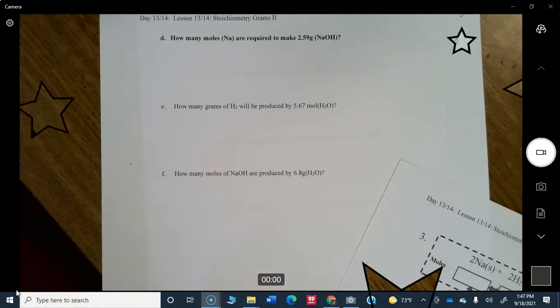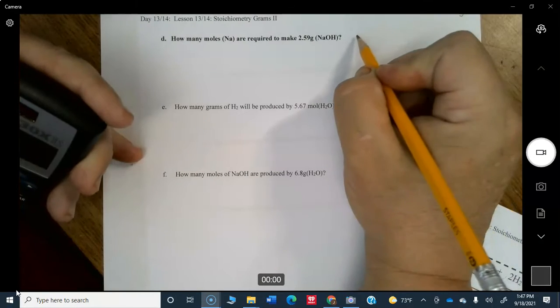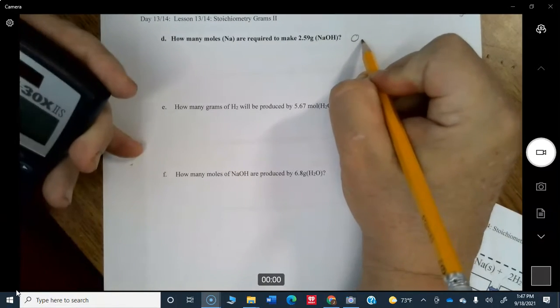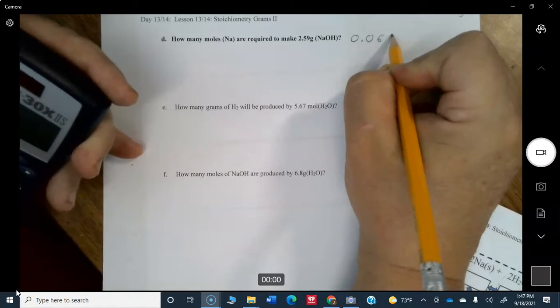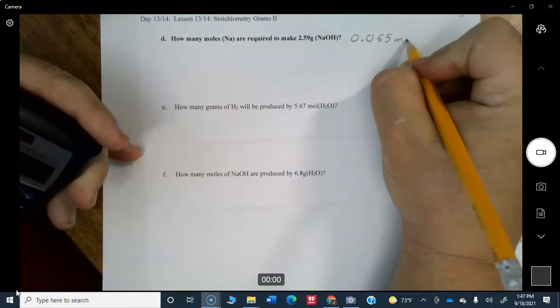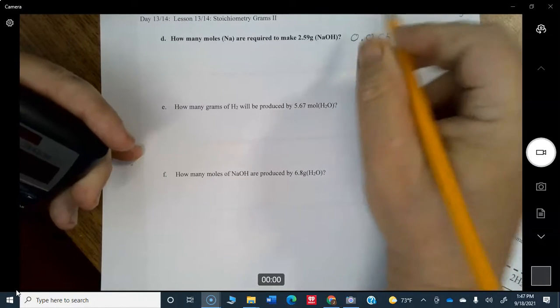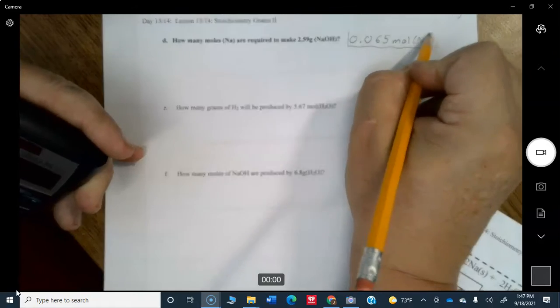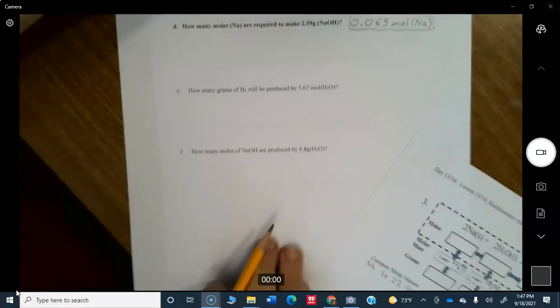Okay, letter D is boldface. That's for you to do. So I'm going to go ahead and give you the answer here, and you set it up. And I'll just leave it at that. So that's going to be moles of Na. And that's the answer to part D. Okay, so you do that one. All right, we'll go on to part E.